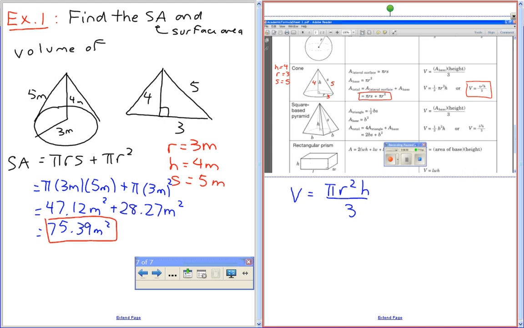So, can somebody please, Sahil, I'll pick on you today. Pi r squared height, what does my r equal, please? What does the r equal? 3 meters, good. I'm going to square that. What does the height equal? Cassie, since you're sitting beside Sahil and I'm picking on him, can you please do pi times 3 squared times 4 and then divided by 3? And when I say Cassie, I mean everyone, okay?